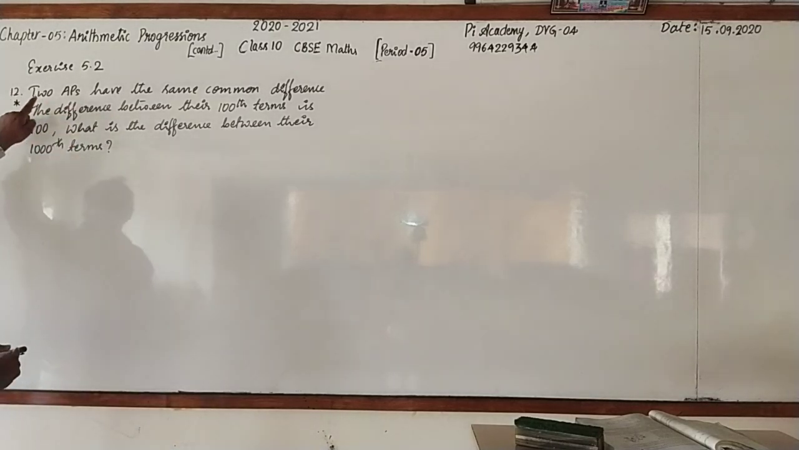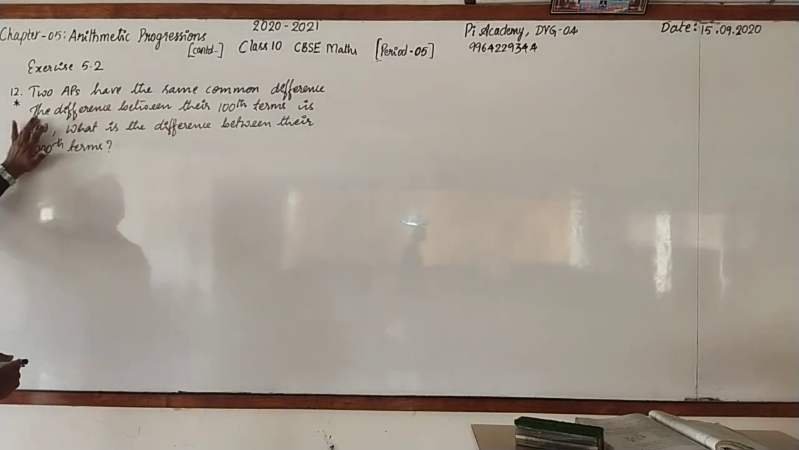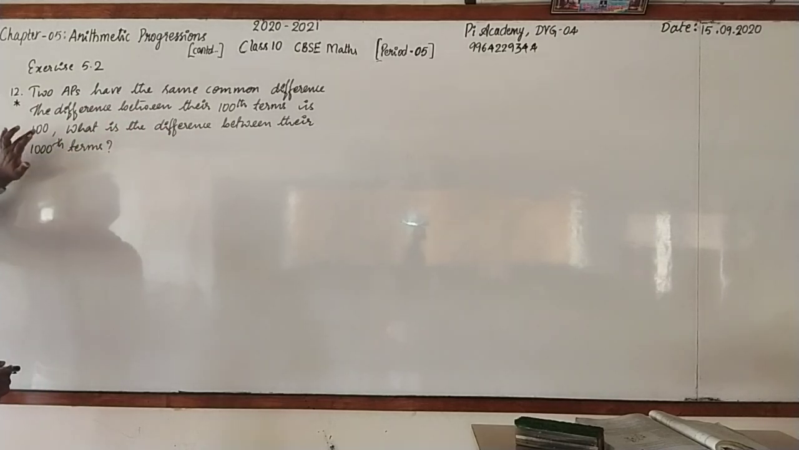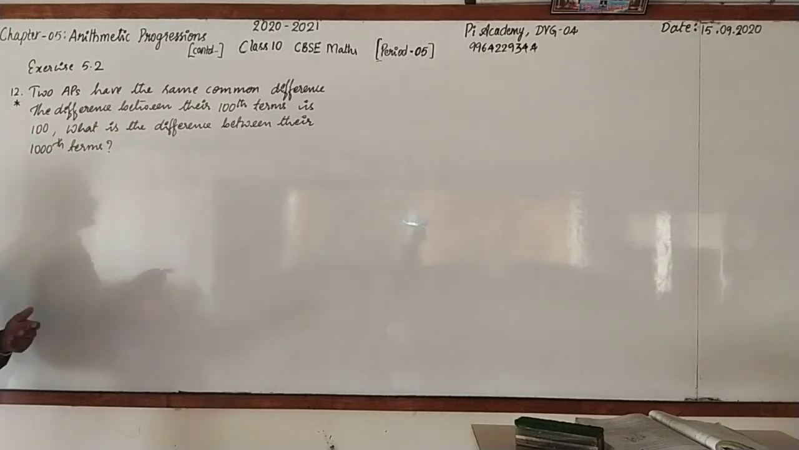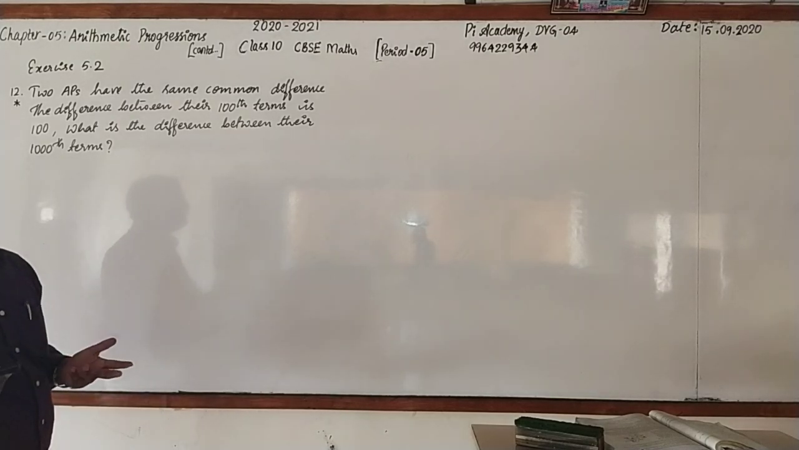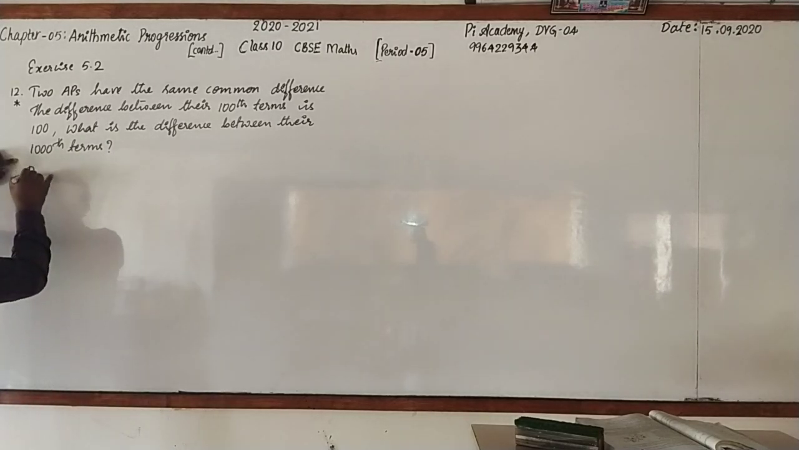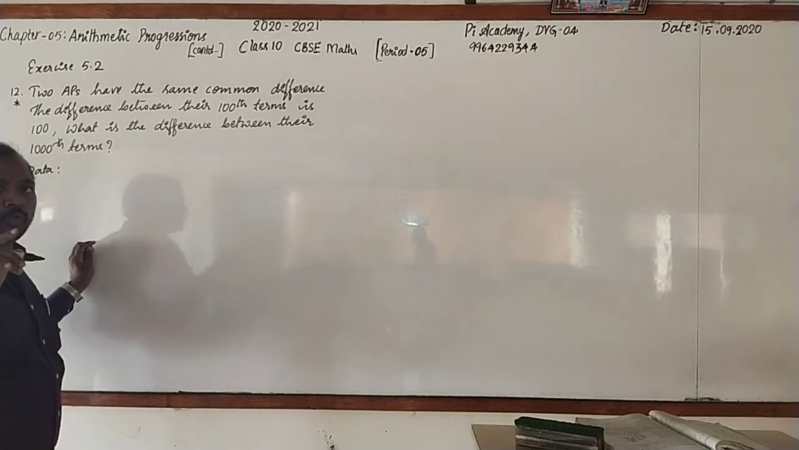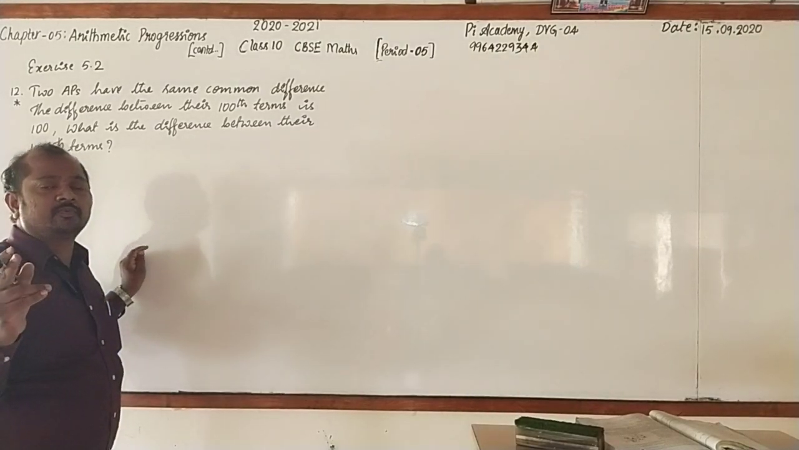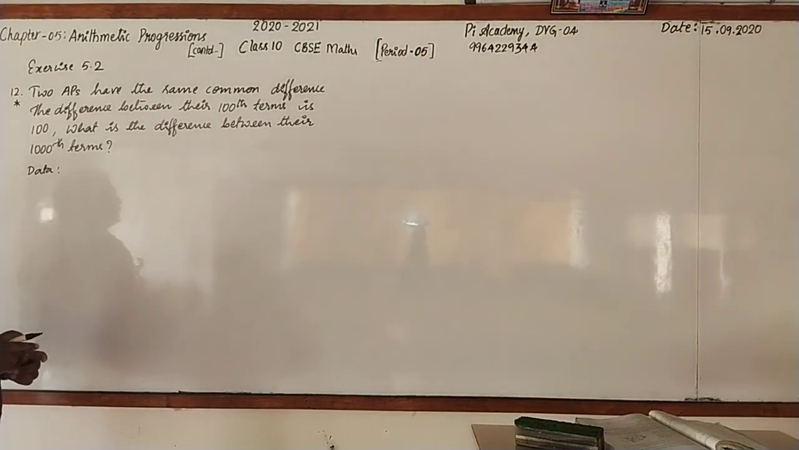Once you go through the given statement: 2 APs have the same common difference. The difference between their 100th terms is 100. What is the difference between their 1000th terms? You say that 1000, 10,000, 100, like this option may also be given. Very simple one it is. First let me write the statement. Here they are given 2 APs. As 2 APs are given, I go for taking the terms. For one AP I take the terms in capital letters, and for the second AP small letters.